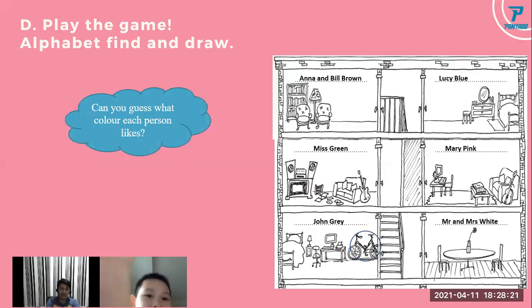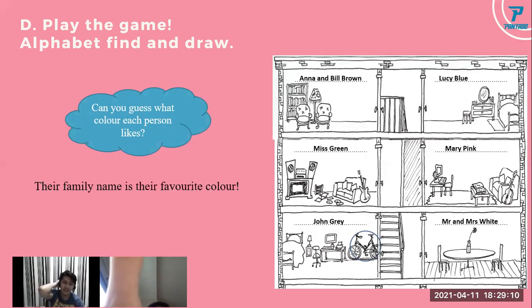See, blue is blue. Okay. I think it's their name. Okay, what else? Who else? Their name comes. Sorry? You got Lucy Blue, blue. Okay. What about the others? Their names. Okay, their names. That's their favorite color. Good job. Okay, their family name is their favorite color.